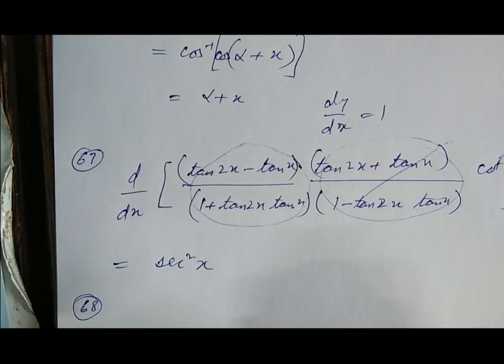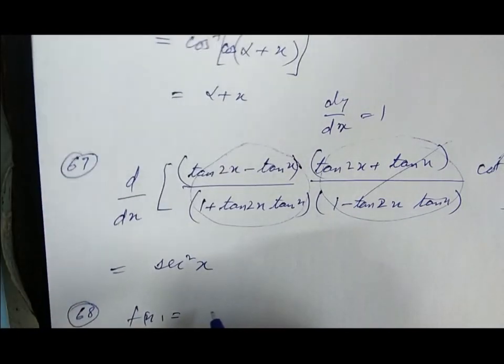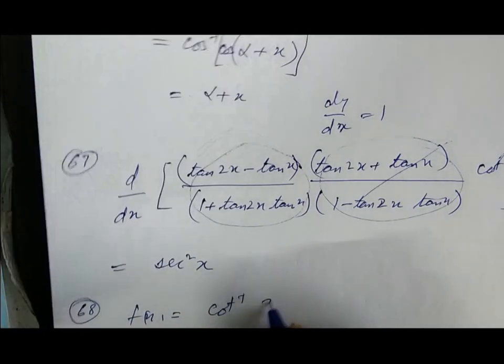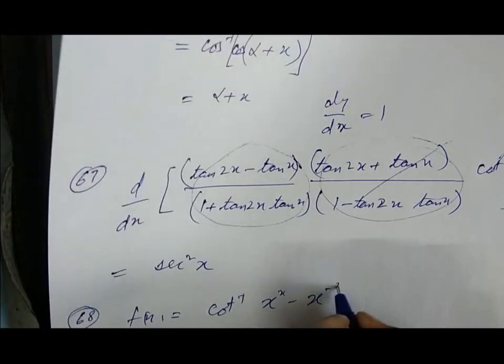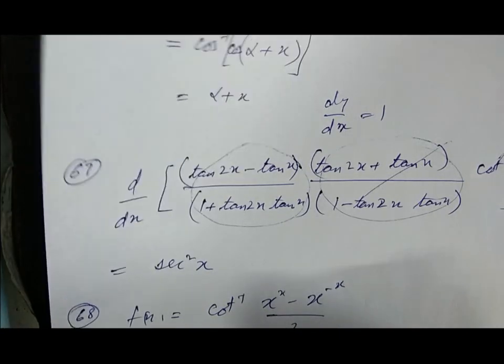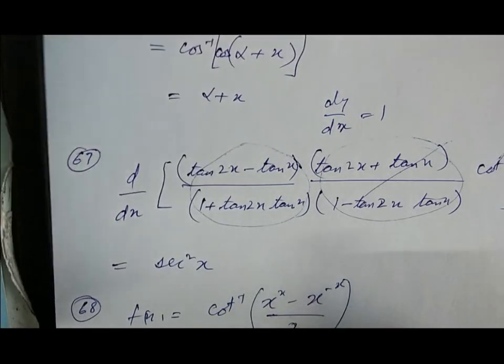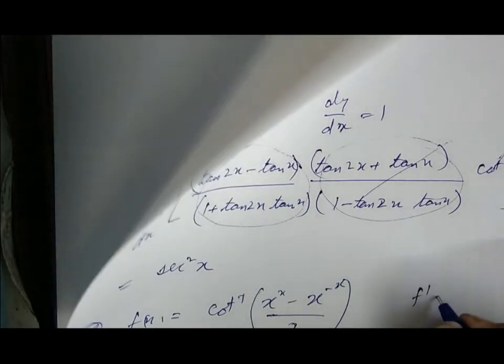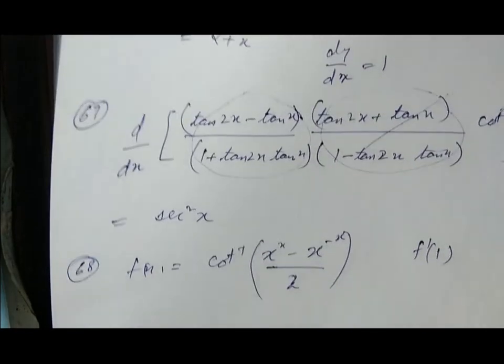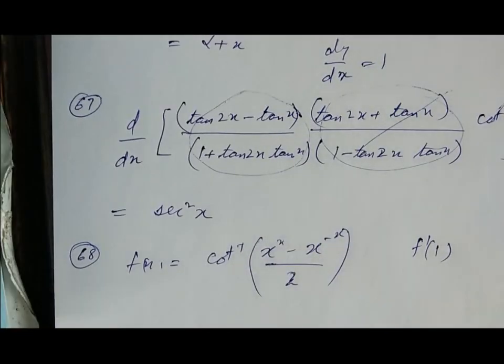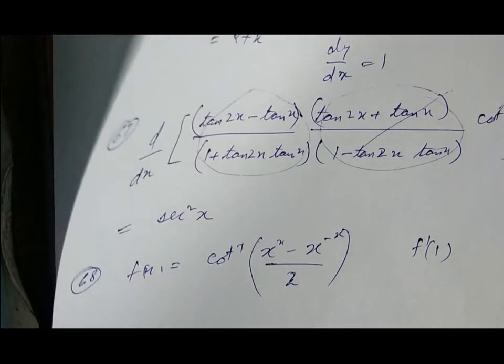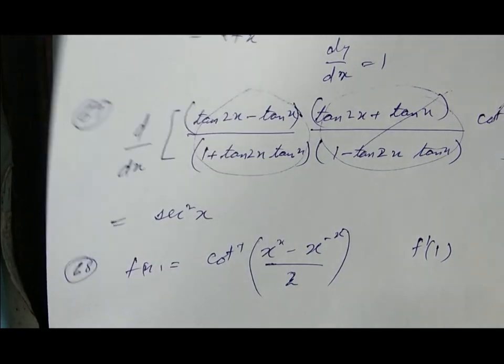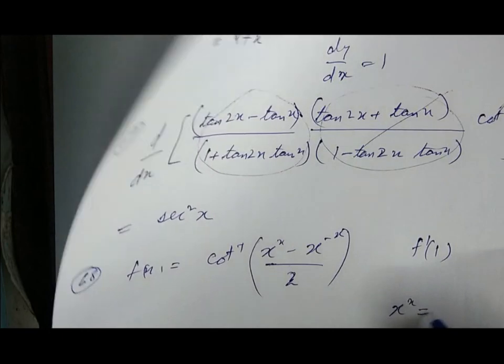Moving to next question, question number 68. It says if f(x) is equal to cot inverse of (x power x minus x power minus x) upon 2, we need to find f dash 1. So let's put x power x equal to tan theta.